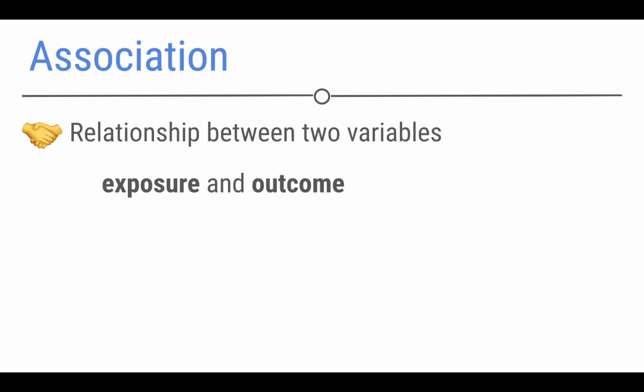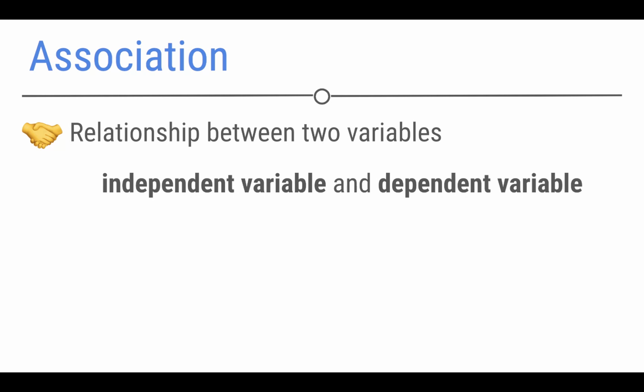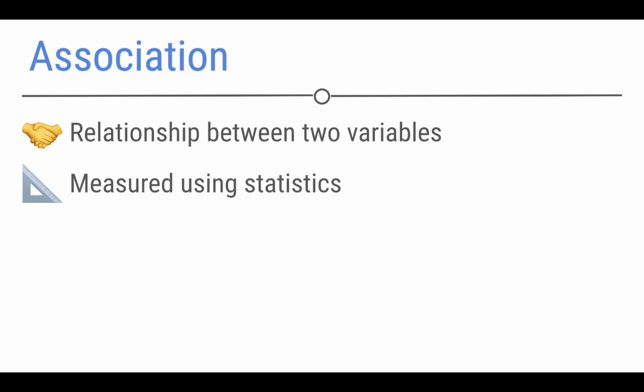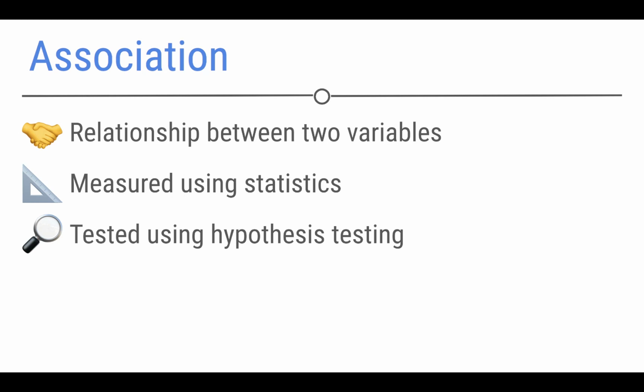An association is basically the relationship between two variables. So this can be an exposure and outcome, as we've previously discussed, or a screening test and disease, or more broadly, an independent variable and a dependent variable. So in statistics, we refer to this as X, the independent variable, and Y, the dependent variable. So these associations are measured using statistics, and then they're tested using hypothesis testing.